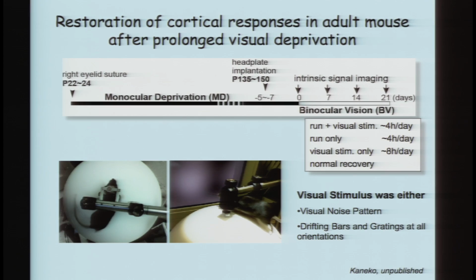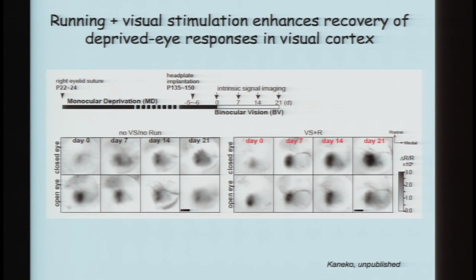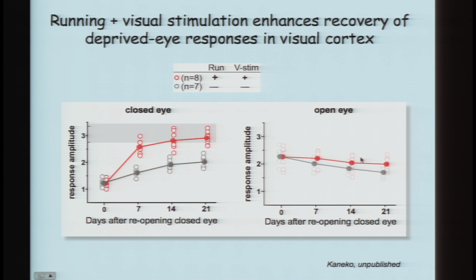The visual stimulation was either a visual noise pattern matched to the spatiotemporal frequency sensitivity of the neurons, or else it was drifting bars and gratings. And it's quite evident, it's been measured a number of different ways, but looking with intrinsic signal imaging, you can see that in the animals that received visual stimulation while they were running, the response to the closed eye recovered much better than it did in the control animals. And indeed, if you plot it quantitatively, within a week, the closed eye response almost reaches the normal range, which it doesn't in the control cases.